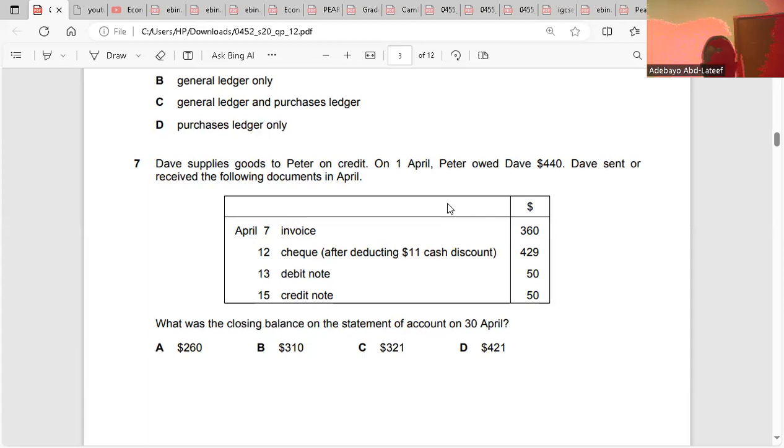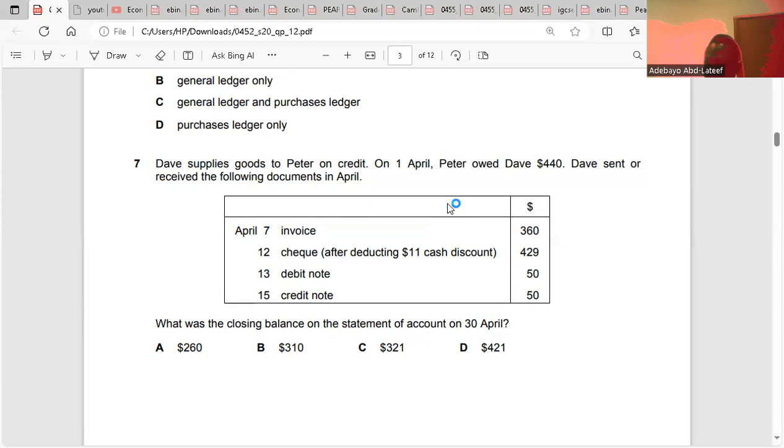They've supplied goods to Peter on credit. On 1 April, Peter owed Dave 440. They've sent or received the following documents in April. On 7th of April, there was an invoice of 360. On the 12th of April, there was a check payment for 429. Then on 13th of April, a debit note. A debit note would have come based on the return of those goods. And as soon as Dave received the debit note from Peter, Dave would issue a credit note. Do you get it? So yes.